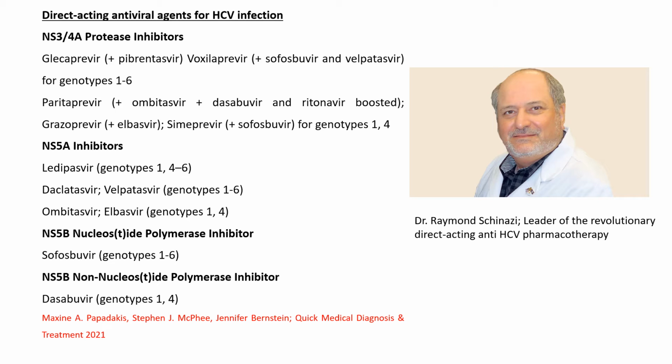The last one, non-structural 5B non-nucleotide polymerase inhibitor, dasabuvir, which was originally thought to affect only genotype 1, and that's why it has not been used here in Egypt. This was a very unfortunate mistake in my point of view, and I said it at the time, but currently it is well known that it affects both genotypes 1 and 4.